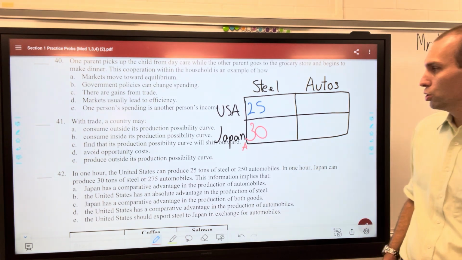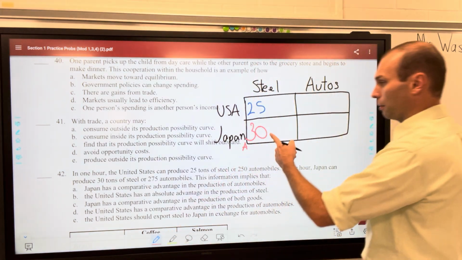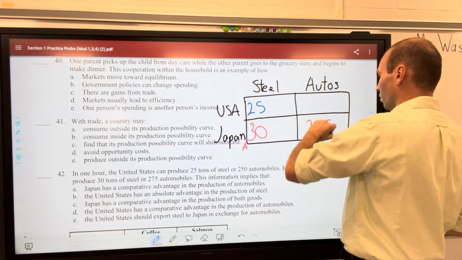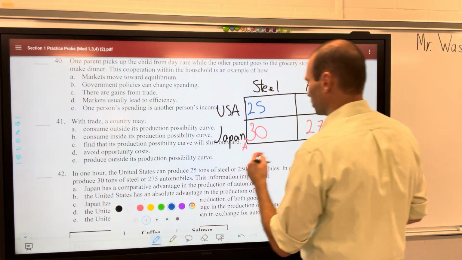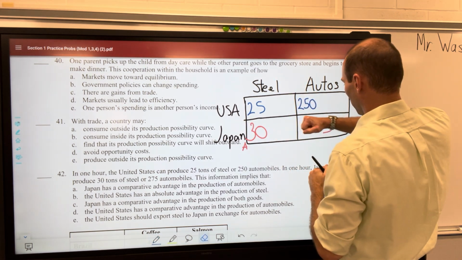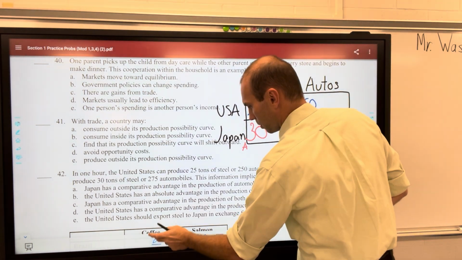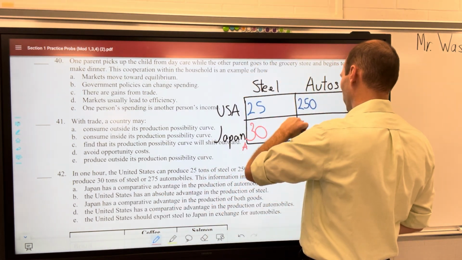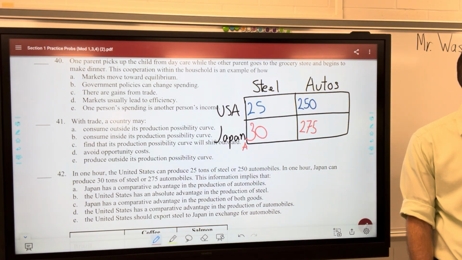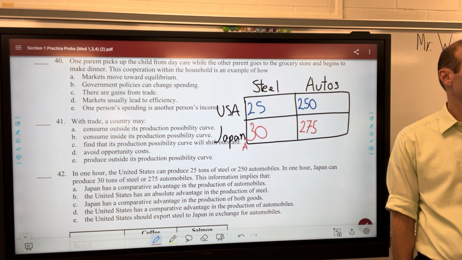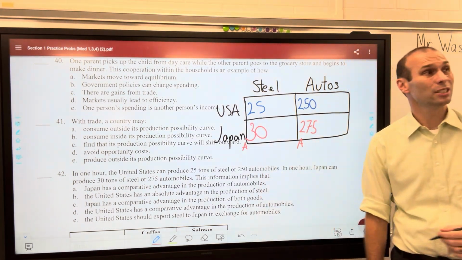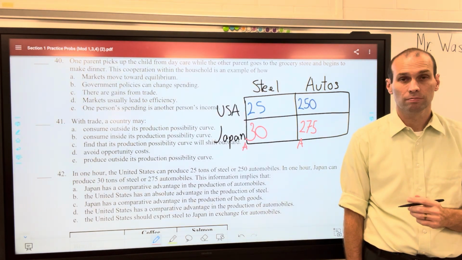All right, let's go to autos. How many cars does Japan make? And how many cars does the US make? Hold on, let me do that one a little better, and we'll do the whole thing the right way. Who has the absolute advantage in making cars? So Japan is better at both, okay?